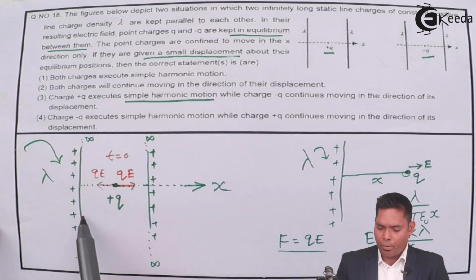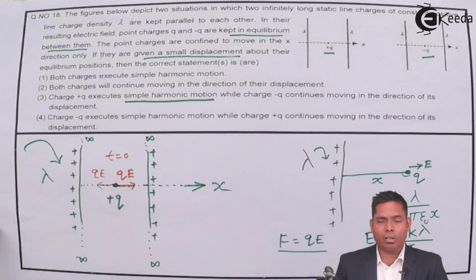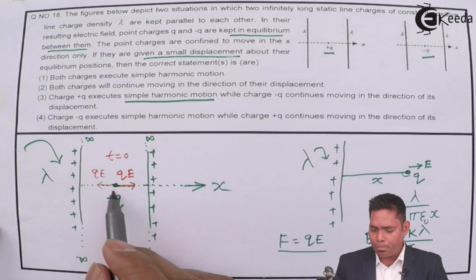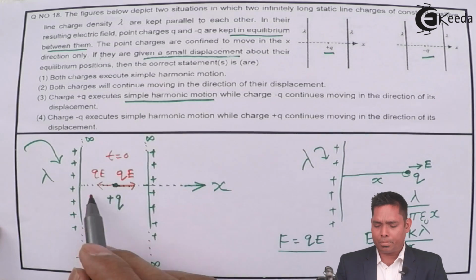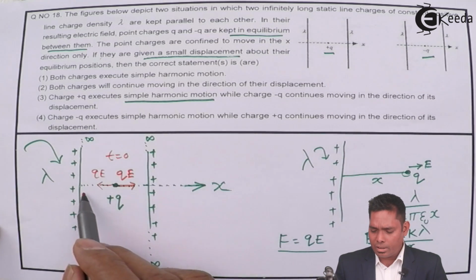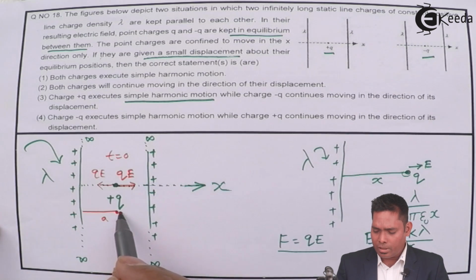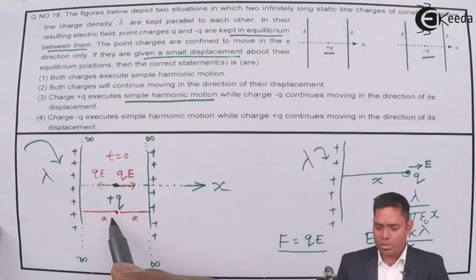So before that we have to define what is the distance between the two wires, which is not given. Suppose that I will consider that the charge is equally placed between the two wires. So I will consider this distance as a, where the charge is placed, and this distance is also a, equidistant.